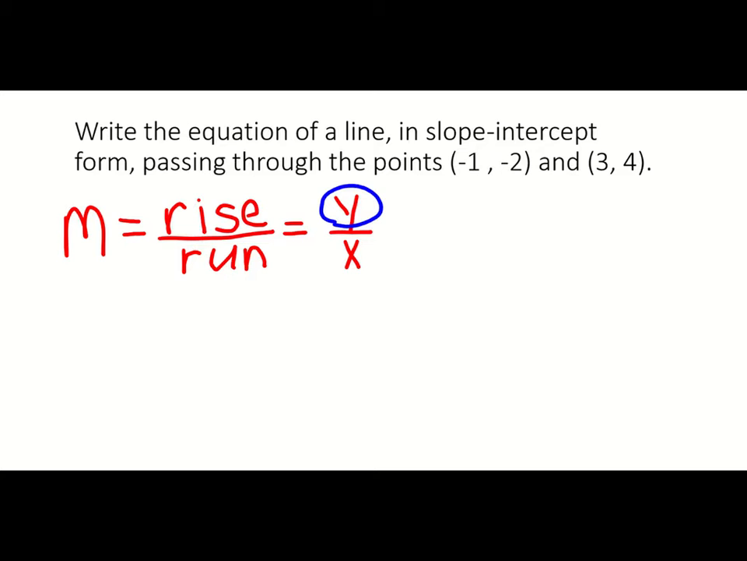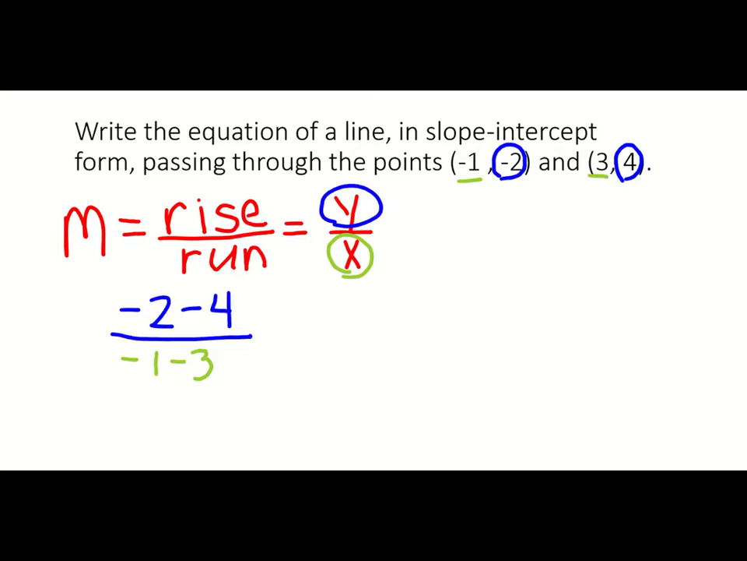So if I look at each of my points, the y values are -2 and +4. So I'm going to subtract going left to right with my points, -2 minus 4. I'm then going to put that over the change in my x values. So I'm going to go look at the x values in my point, -1 and 3, and I'm going to subtract those in the same order, left to right, and put that as the denominator of my fraction. Once I've plugged in my numbers to figure out the change in the rise over the change in the run, I'm going to simplify this to figure out what number is in fact representing my slope.